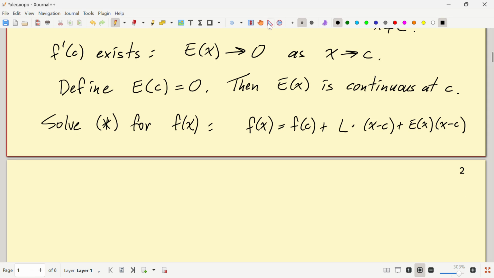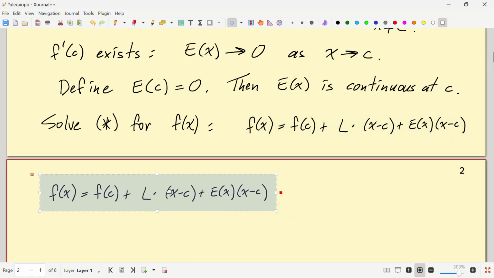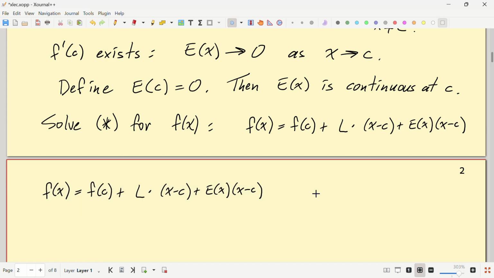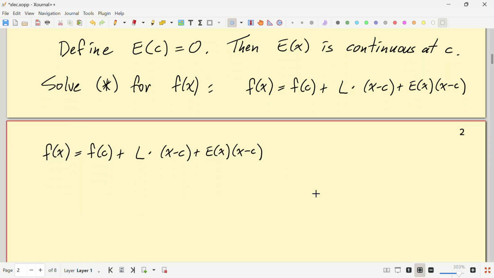Kind of ashamed to have a page break here. Let me copy this and paste it over here. Now think about what happens as x tends to c. We know rules of limits now. This is a constant, so of course this tends to f of c. One is a constant, so it tends to L. This one, x minus c, as x tends to c, tends to 0.